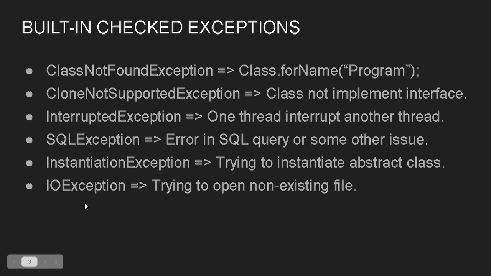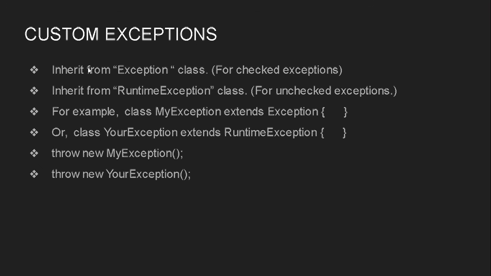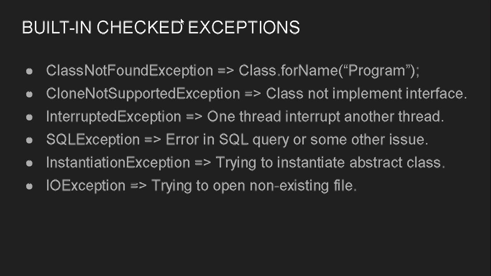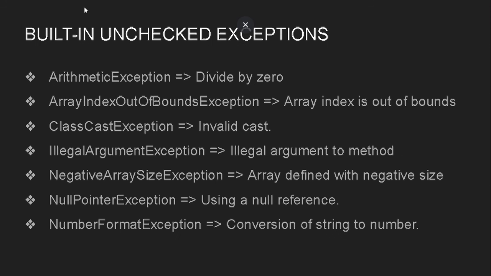Then after that we have IO exception. So if you are trying to open or close a non-existent file, that is a file which does not exist in your computer or in your system, then it is going to throw this particular exception. So these were all the exceptions which are already defined in the Java programming language.